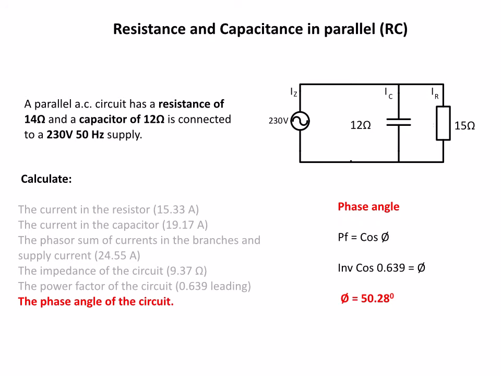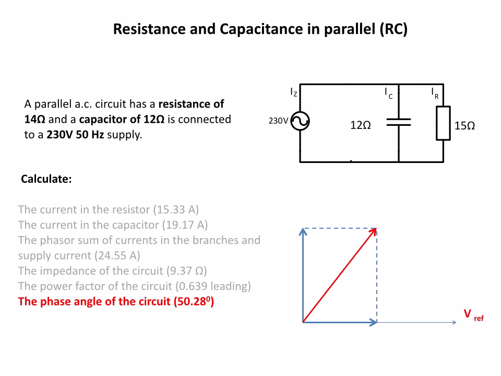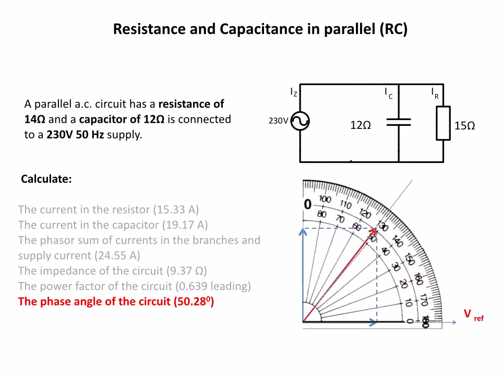The phase angle is going to be the inverse cosine of that 0.639, which gives me 50.28 degrees. And here's our phasor diagram again. We can check that with the protractor. Gives me just over 50 degrees.